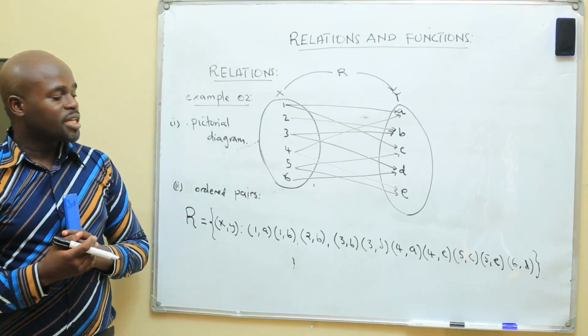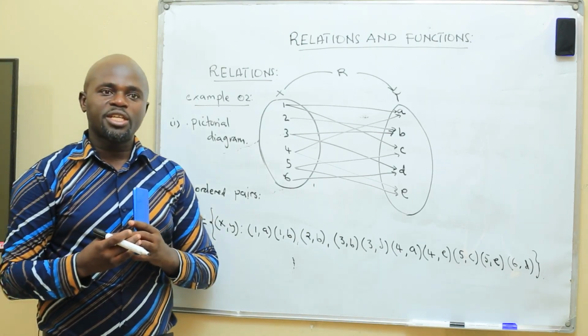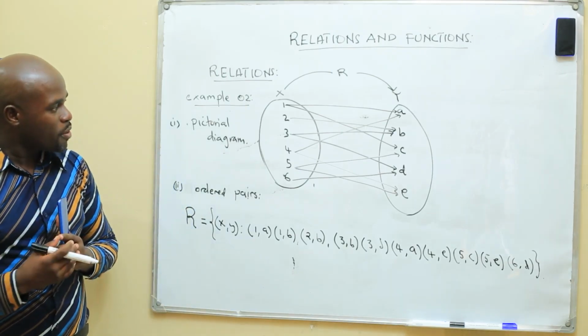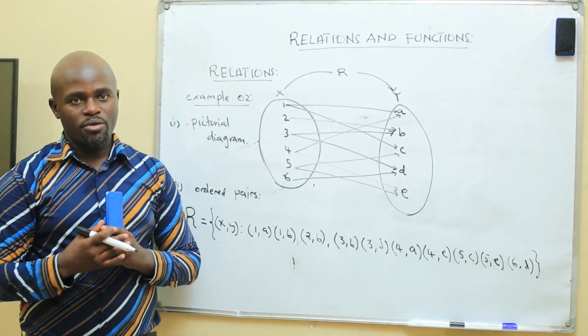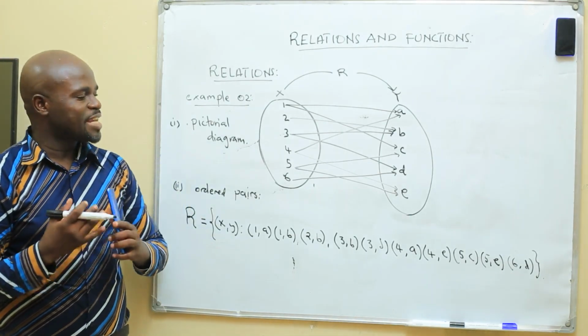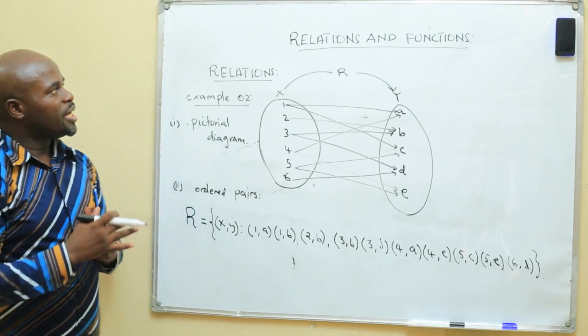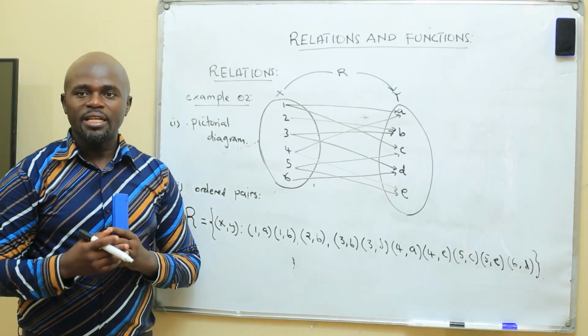We can represent a relation in terms of an equation, but also you can represent a relation in terms of a graph. Yes, a graph is possible, but also you can represent a relation in terms of a table. So we have different ways whereby we can represent a relation. But also in a relation, there is something called the domain and range.